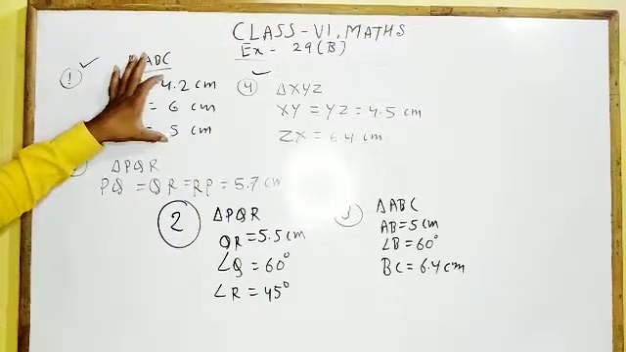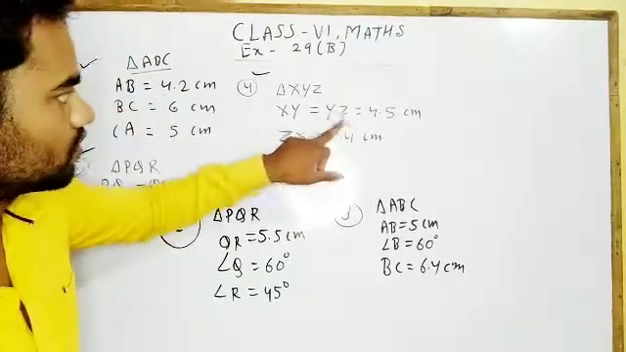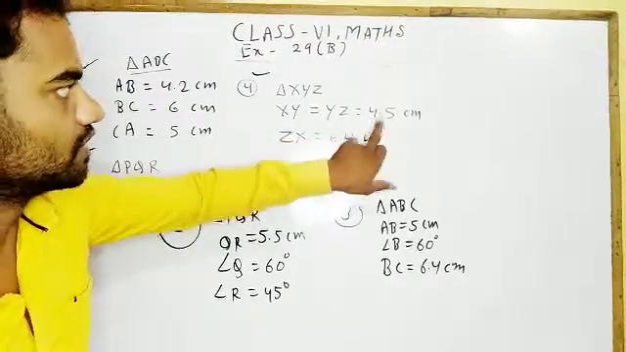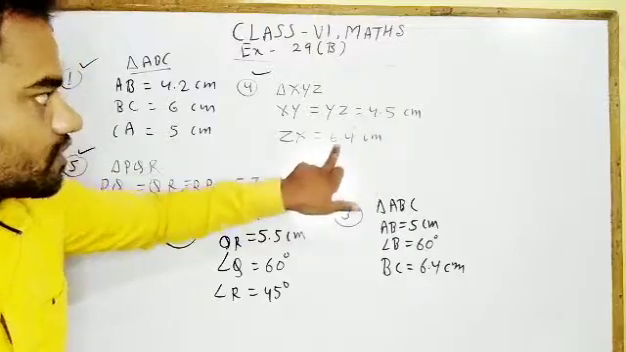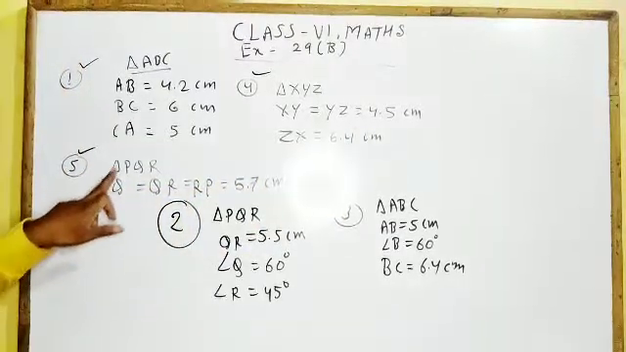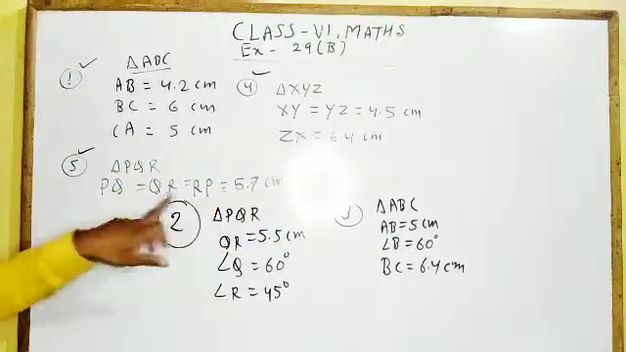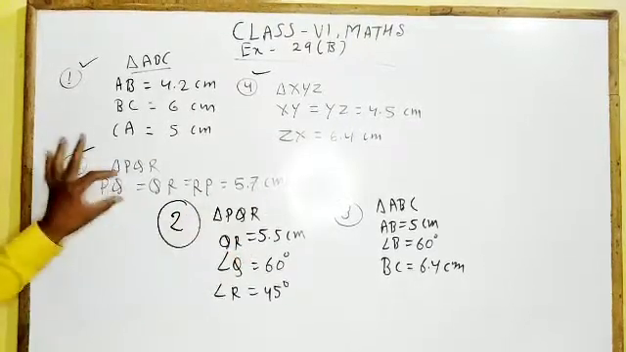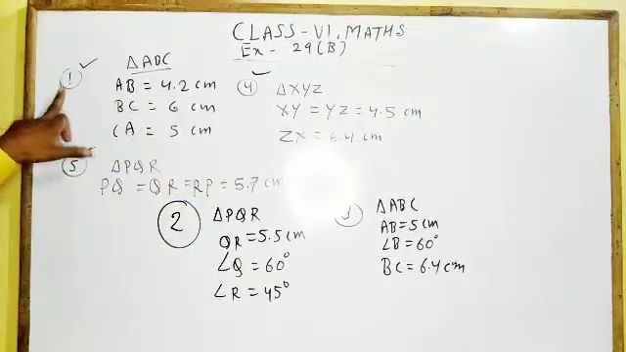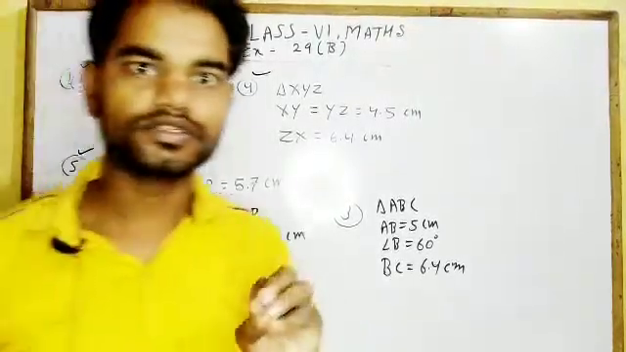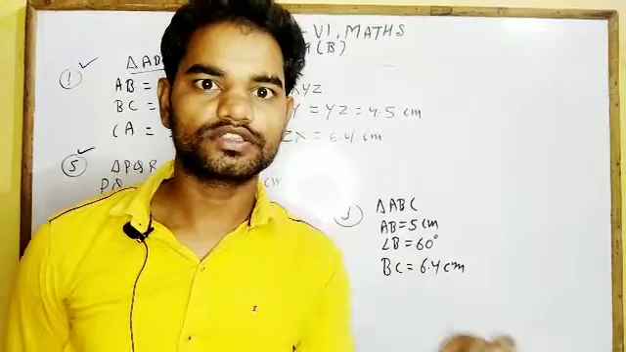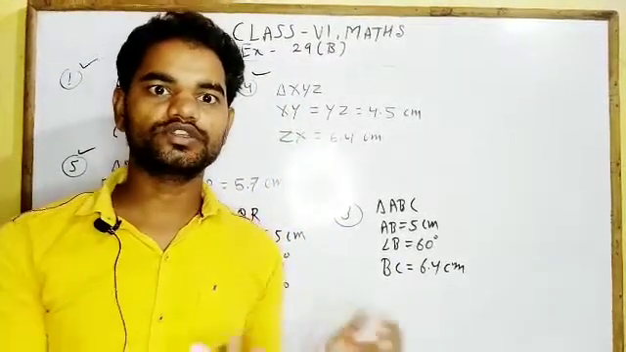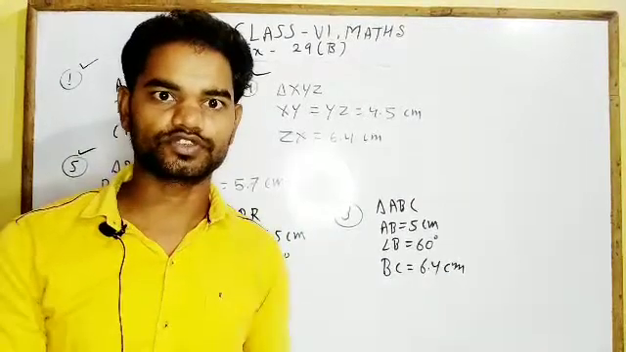Using these 3 sides, all the 3 sides are given. In question 4, XY, YZ, both sides are 4.5, so 4.5, 4.5, 6.4. In question number 5, PQR, all the 3 sides are 5.7 centimeter. This will be an equilateral triangle. Means in questions 1, 4 and 5, all the 3 sides are given. So simply, how to construct the triangle using 3 sides? This is a very simple question.